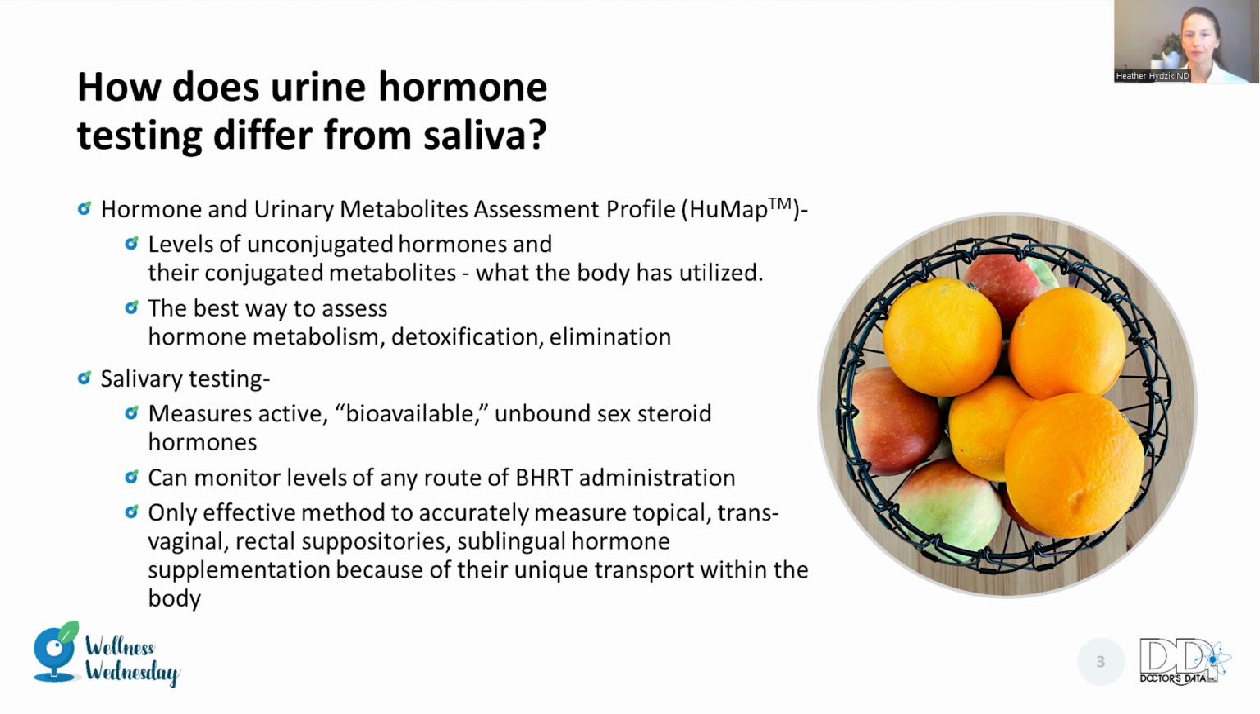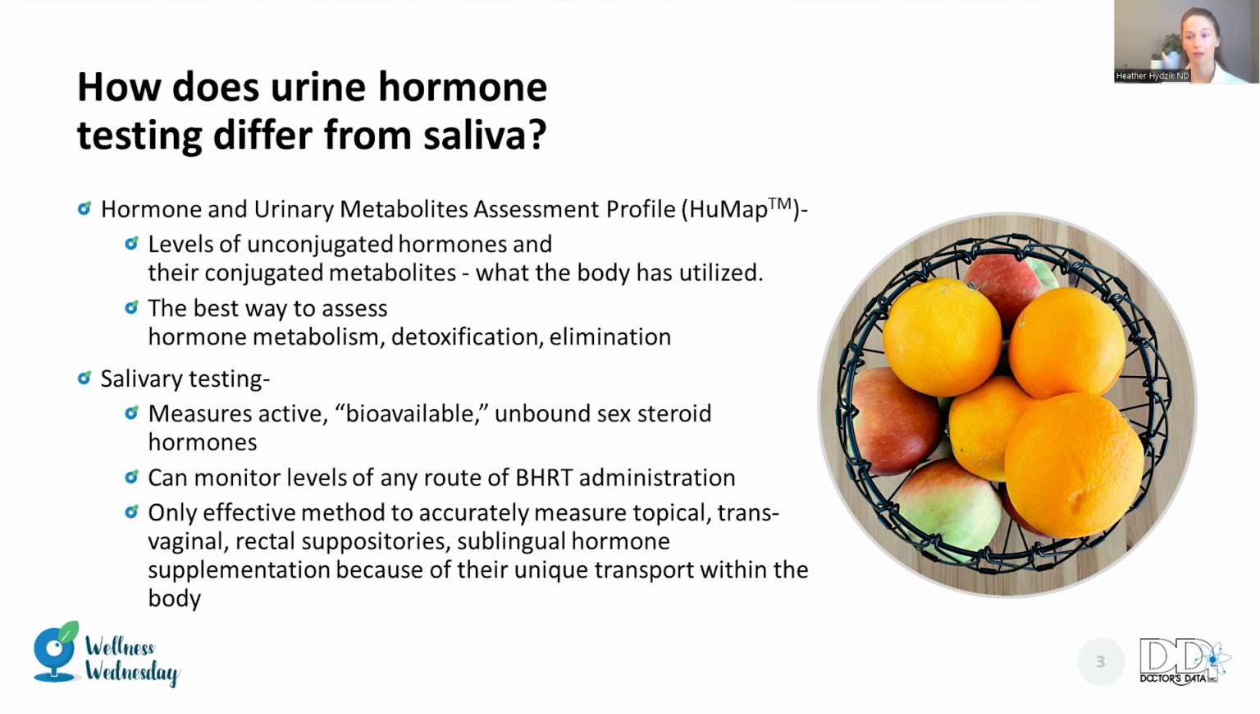How does urine hormone testing compare to saliva testing or to serum? Urine testing is the only method that allows you to monitor the metabolism, detoxification, and elimination of both endogenous and supplemented hormones. And it allows you to assess the activity of all the enzymes involved. Urine testing looks at the endpoint of hormone metabolism, and it's not necessarily reflective of active tissue levels. That's where saliva comes in.